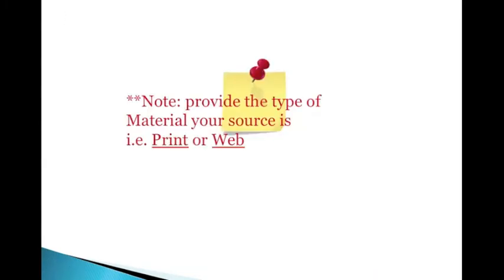Another new rule to MLA is to provide the type of material your source is. For example, print or web. When a source is referred to as print, it simply means that it is a hard copy of this source. And when a source is referred to as web, it implies that you received the source from the internet. The type of material is also referred to as type of medium.